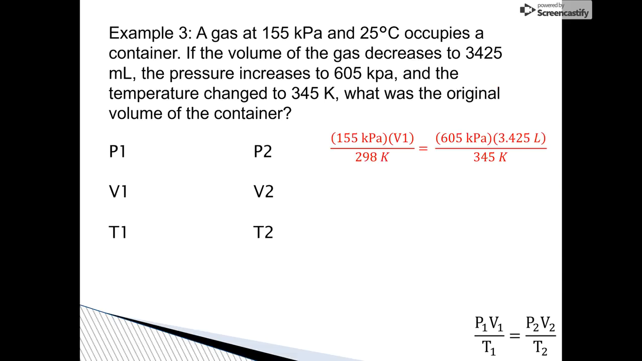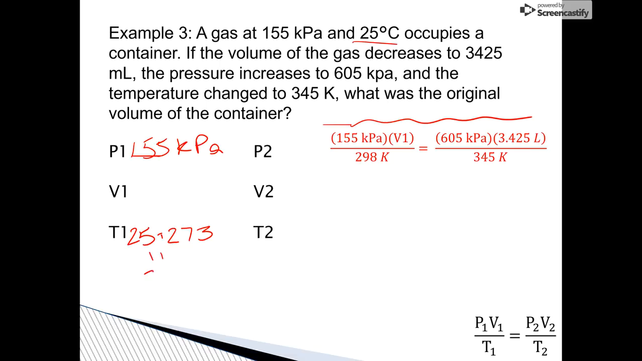Okay, for the next question, here is the setup, but then let's make sure you understand how I got that setup. It says a gas at 155 kPa, that's the pressure. And 25 degrees Celsius, that's the temperature, but add 273 because it needs to be in Kelvin. This is now 298 Kelvin. Doesn't give me the first volume, so I'm just going to keep reading. It says if the volume of the gas decreases, which means there's been a change, if it decreases to 3,425 milliliters, that's my second volume, not my first.